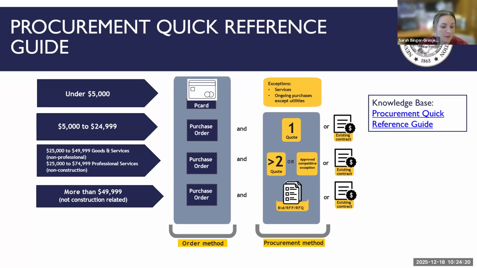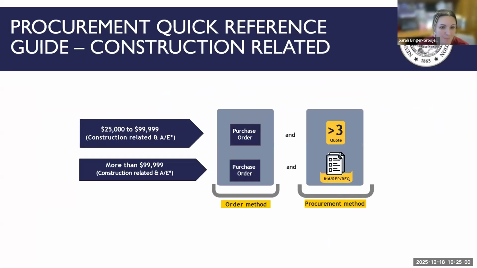For professional services, this would be something along the lines of outside auditing or accounting services, or business consulting services. And anything that is more than 49,999 that is not construction related needs to go out for formal solicitation, and that's Board of Regents policy. Or, depending on what is being procured, it could be put on an existing cooperative contract or one that we've formally solicited. We do have a link to this guide in our knowledge base as well for your reference. It's something you could have posted at your desk as a reminder.